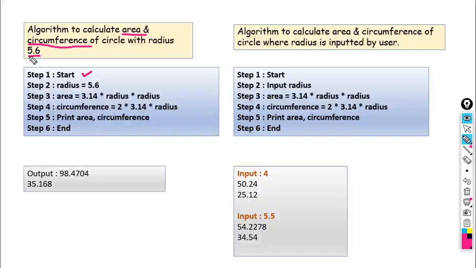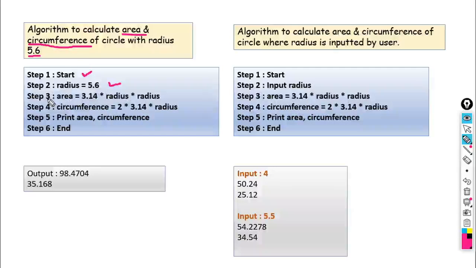Then, as the user inputted the constant value here, you should assign that constant value to one variable. Here I have taken the variable radius, and the value for that particular radius is 5.6. So here is the assignment statement. We have assigned the given constant value to the variable radius. So the assignment statement becomes radius is equal to 5.6. This is the second step, the input statement.